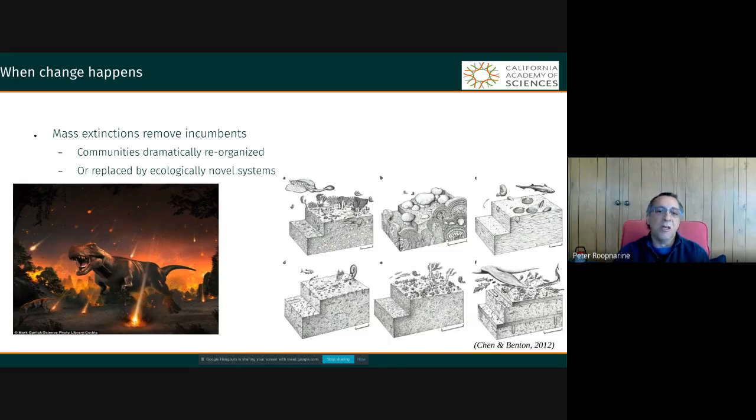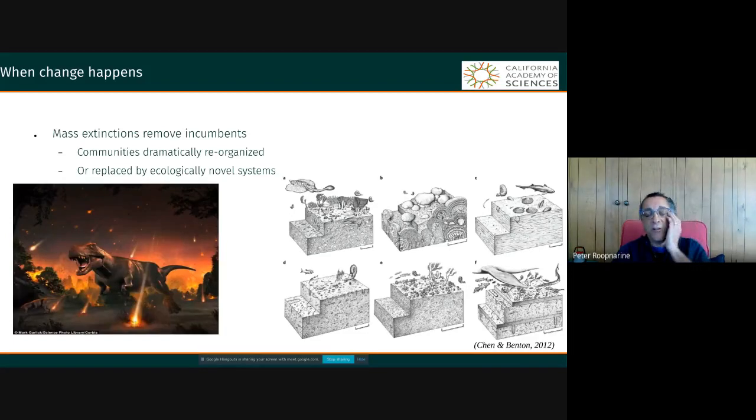What we do know is that when you get a turnover in incumbency or in the characteristics of ecosystems, it tends to be very dramatic. And that drama is associated with extinction. And the most dramatic ones, of course, are mass extinctions, but we have large-scale regional extinctions and also dramatic local extinctions. But it's extinction. Extinctions remove incumbents, and they change the nature of communities.